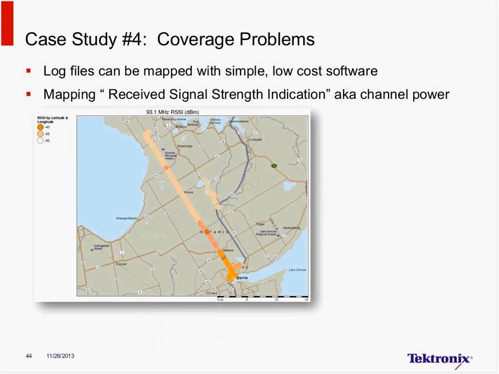Now when we go and graph that data, we can actually take the log file directly out of the spectrum analyzer. And in this case, we put it into a fairly basic georeference mapping program. And we can see here that according to the colors, there was a fairly large drop in the signal amplitude from this location here to this location here.